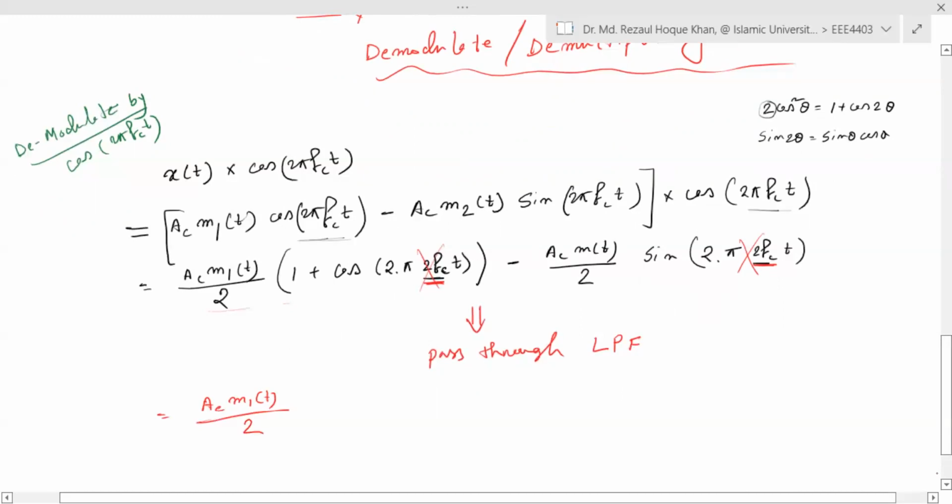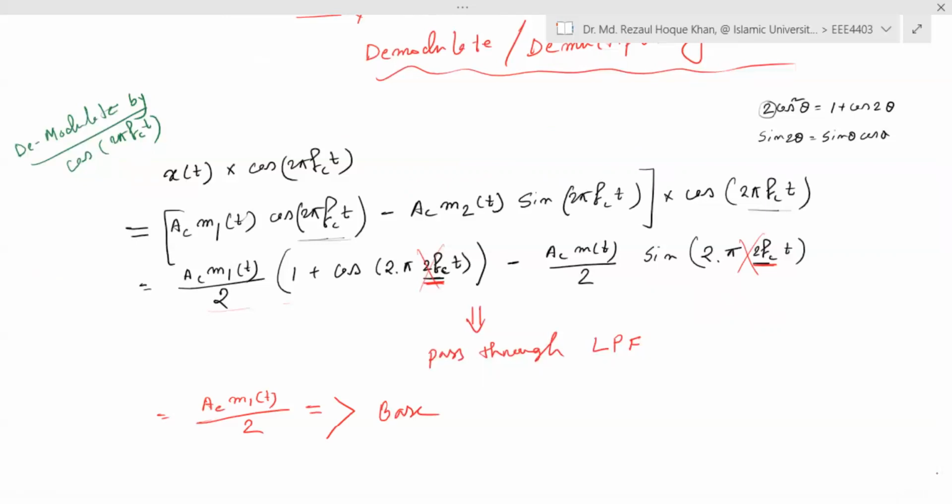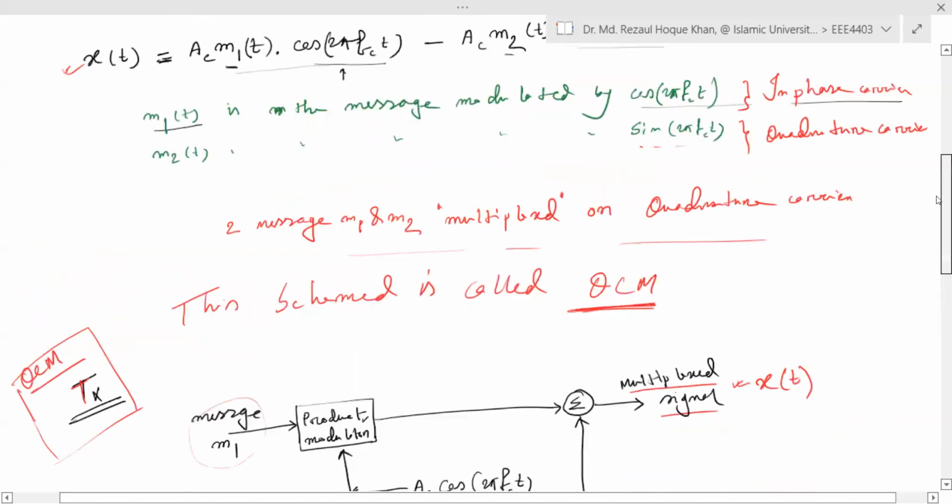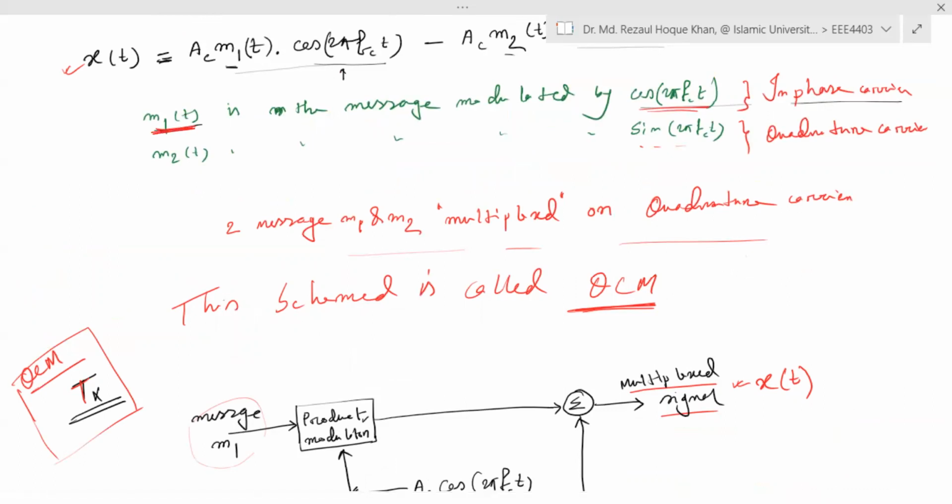What is this term? After passing it through the low pass filter, this is actually the baseband signal. This is nothing but the baseband signal. Our message signal is here only, baseband. So if we modulate by one of the carriers, we find M1. You see, M1 was modulated with which carrier? This M1 signal, we modulated it by this term. So if we demodulate the whole signal by the same carrier, we can recover this same message.